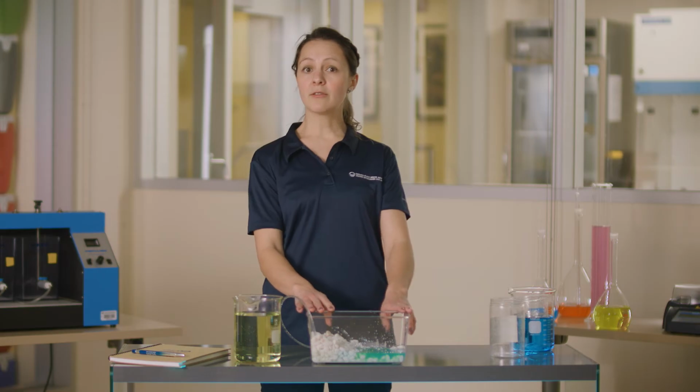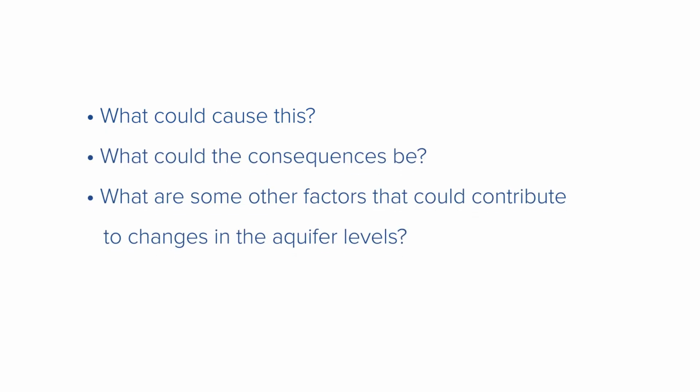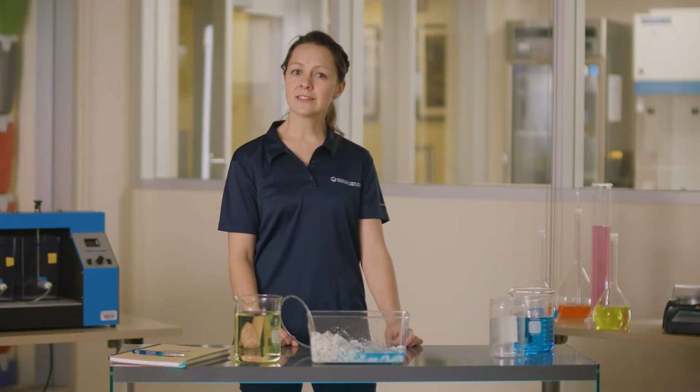Now that we've built our aquifer and understand how it provides us with a source for water, let's find out what happens when the natural water cycle is interrupted. Can you think of what could cause this and what the consequences could be? What are some other factors that could contribute to changes in the aquifer levels? Why do we need to protect our aquifers? Take a minute to discuss and research.